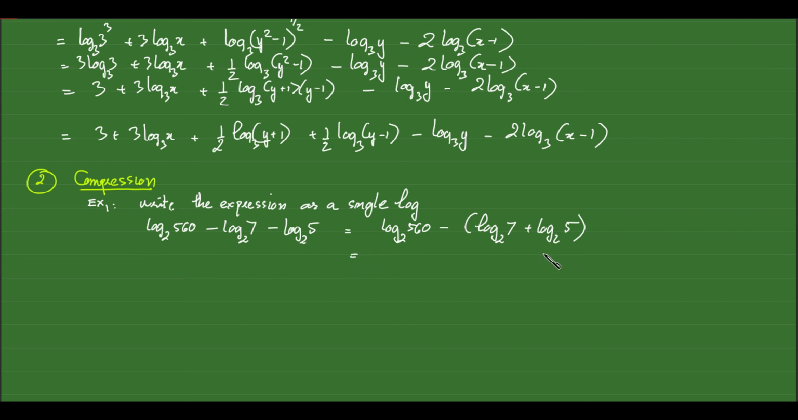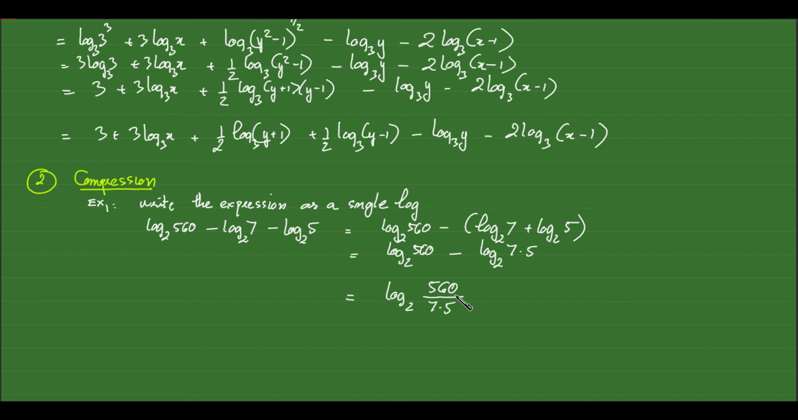All right, so right here we're going to do inside the parentheses. The sum of two logs gives you the log of a product, which is 7 times 5, and now the difference of two logs gives you the log of the quotient, 560 over 7 times 5.